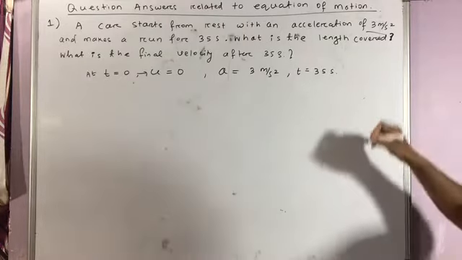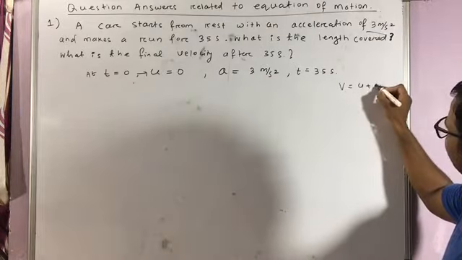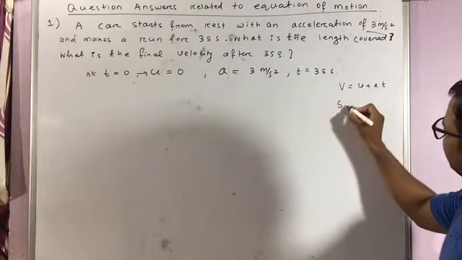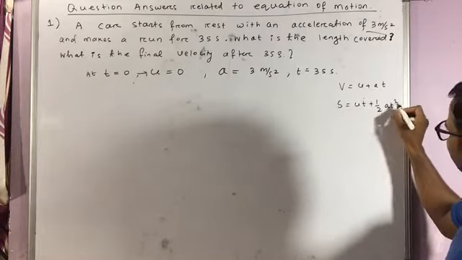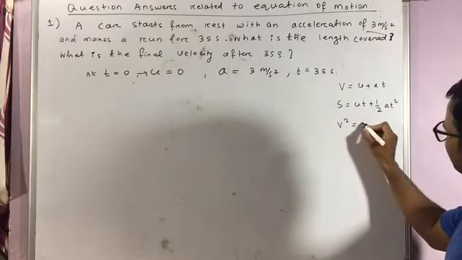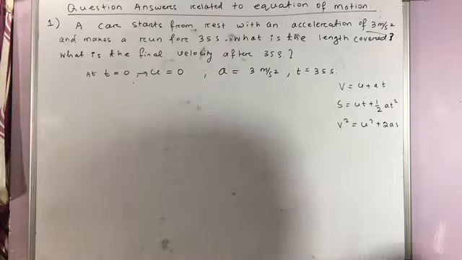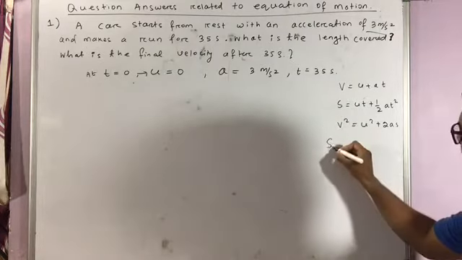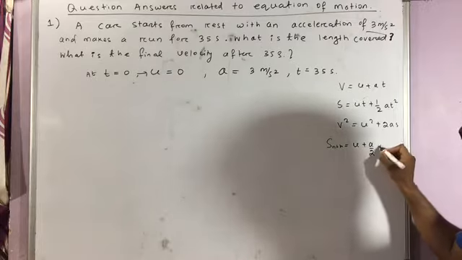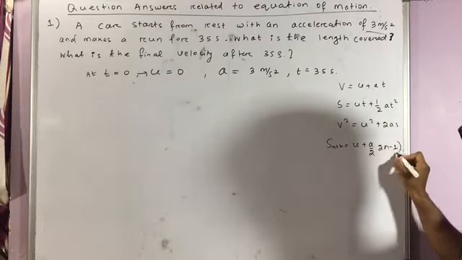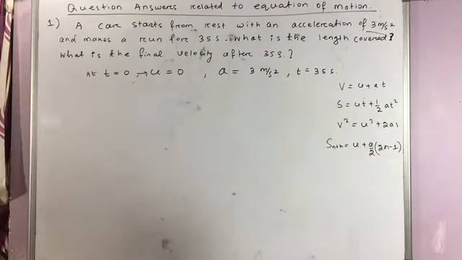So we have basically 4 equations here. v is equal to u plus at. s is equal to ut plus half at square. v square is equal to u square plus 2as. And another equation is for the nth second, s_n is equal to u plus a by 2 whole into (2n minus 1). So out of the 4 equations, which equation is applicable here?